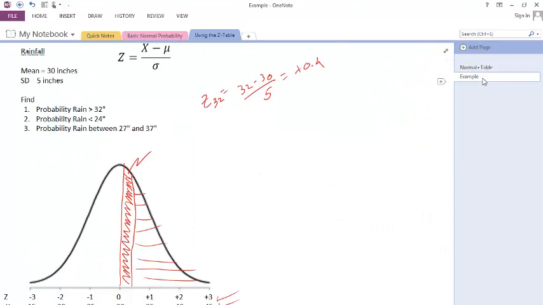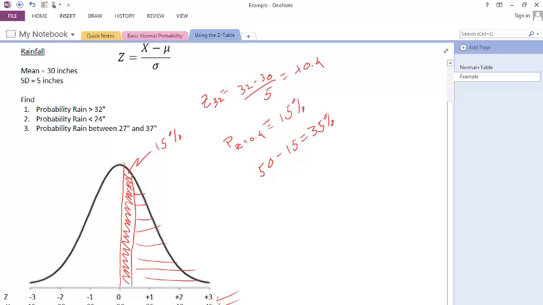So going back to our example, the probability at z of 0.4 is about 15%. So this means this area is 15%. That means the area we want is 50% minus 15%, which equals 35%. Okay. Let's do another one.